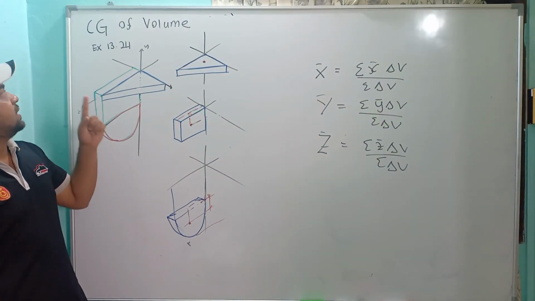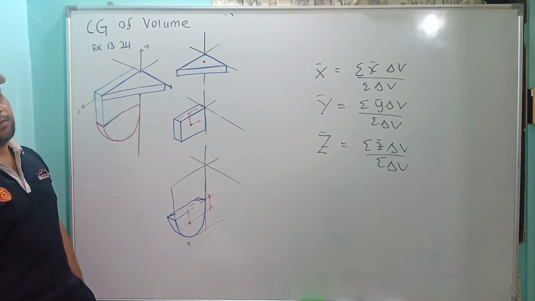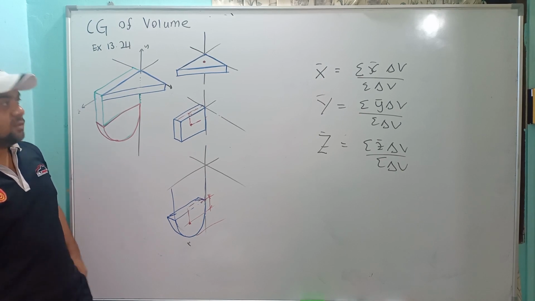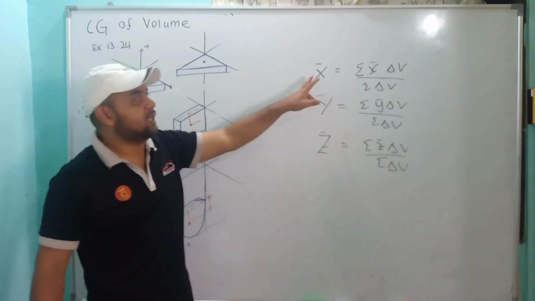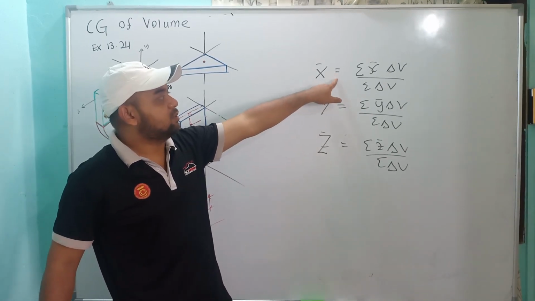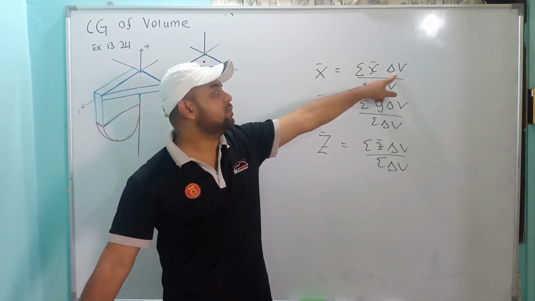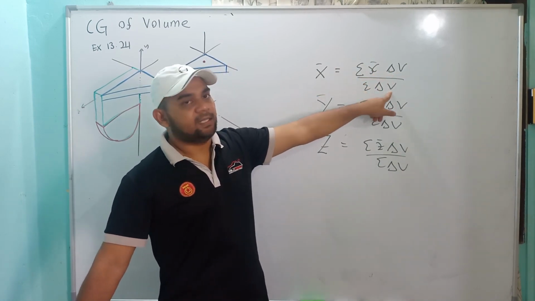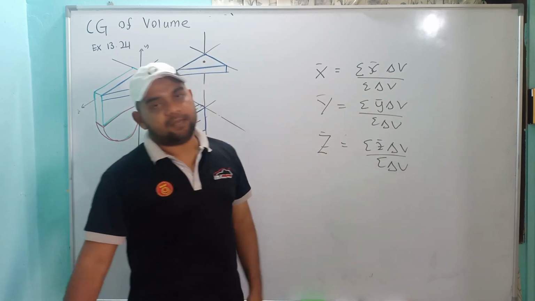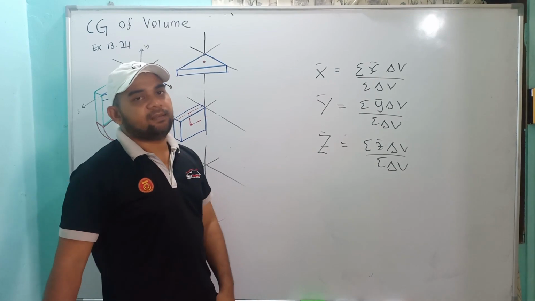Last part from this chapter, which is centroid of a composite volume. Volume meaning that we are in 3 dimensions. So we have the volume. The equations, we have these 3 equations, x bar, y bar and z bar, which is x bar equal to sigma x bar small 1 delta V, V is the volume, divided by sigma delta V, and same for the others. The changes is in y bar and z bar.